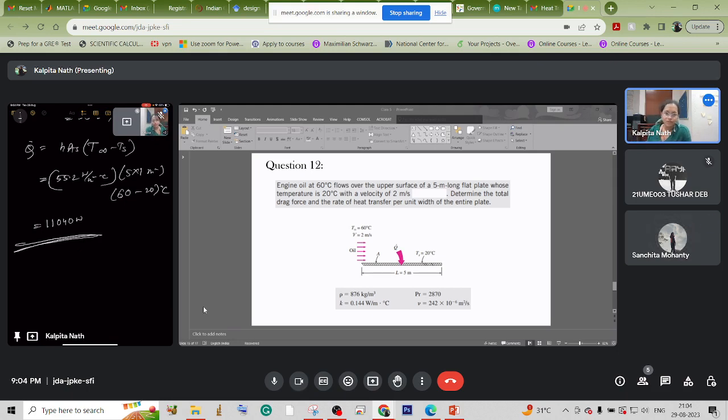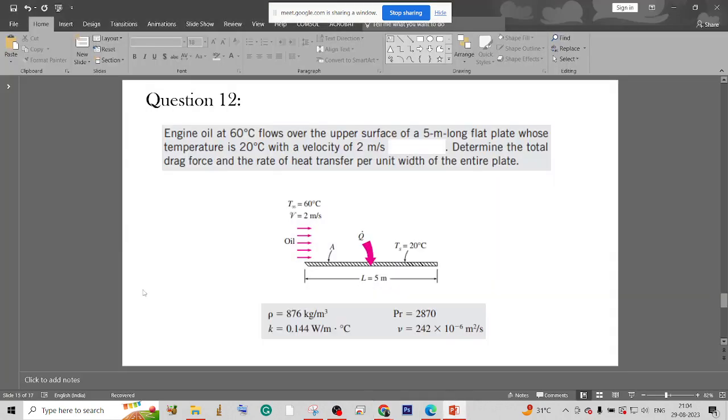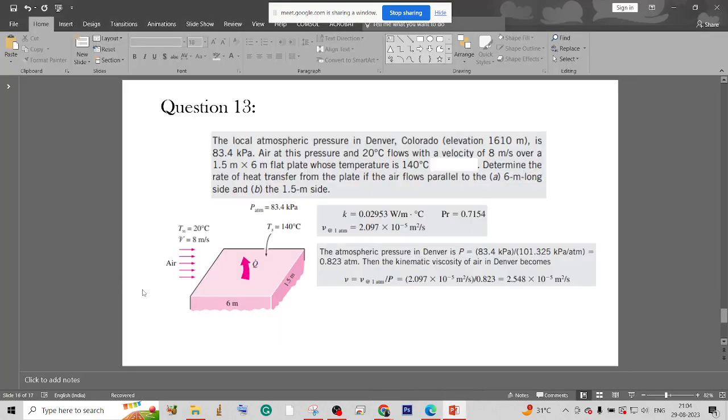Question number 12 is done, right? Two more questions. Question number 13 has two parts. I can give you the question. You can solve it in your home. This is the question for the 13.